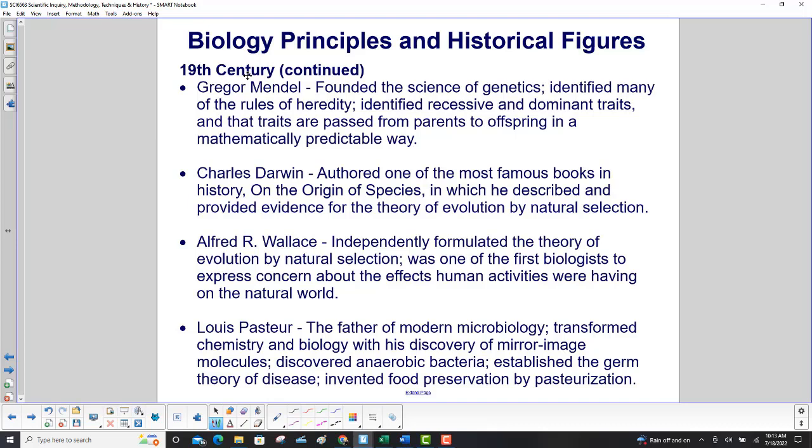Louis Pasteur, the father of modern microbiology, transformed chemistry and biology with his discovery of mirror image molecules, discovered anaerobic bacteria, established the germ theory of disease, and invented food preservation by pasteurization.